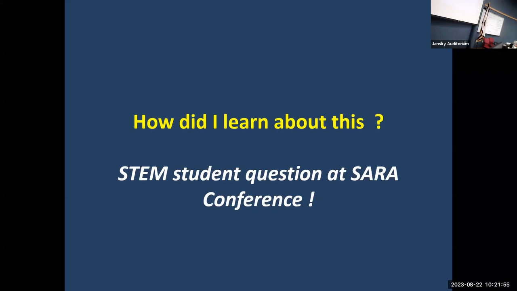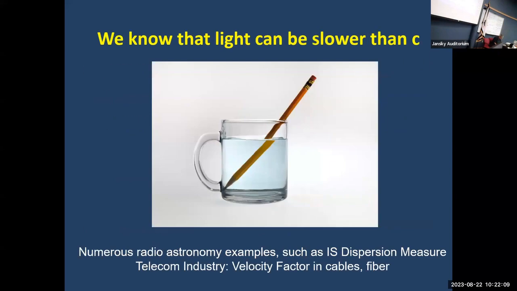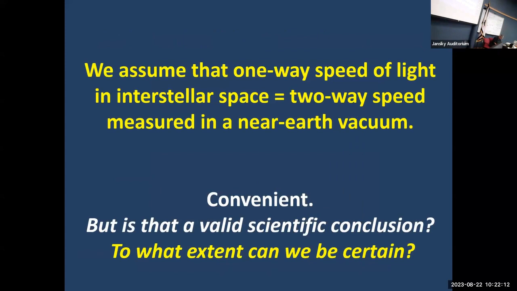I thought about that for quite a while, and I think the student really had a point. I noticed that a lot of people were shaking their head during the questioning, but I didn't, because I think it's a question worth researching. When we assume that the one-way speed of light in interstellar space equals two-way speed of light measured in a near-Earth vacuum, we've made quite an assumption. It's convenient, but is that a valid scientific conclusion? And I believe it is not.